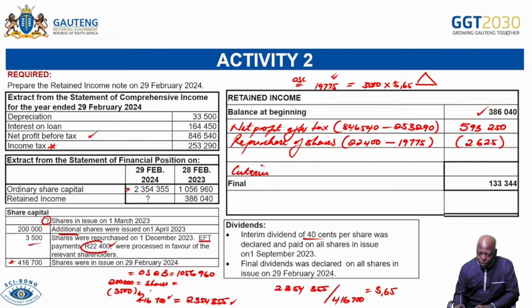Let's come now and get our interim dividends. Interim dividends of 40 cents per share were declared and paid on all shares in issue on 1 September. So how many shares were there in issue on 1 September? It's easy to get the number of shares at the beginning. We simply do a calculation going up to get that question mark. Remember, the 3.5 is in brackets because it's a repurchase.